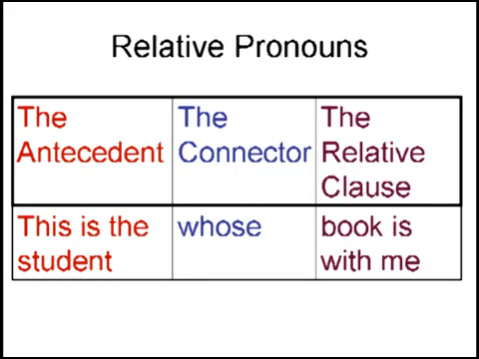In this sentence, you can notice that the connector, whose, modifies the antecedent, the student, as the owner of the book in the relative clause, book is with me. Then, the relative clause in this sentence follows to modify the antecedent, which is the student, by identifying her or him to be the owner of the book that the speaker has.